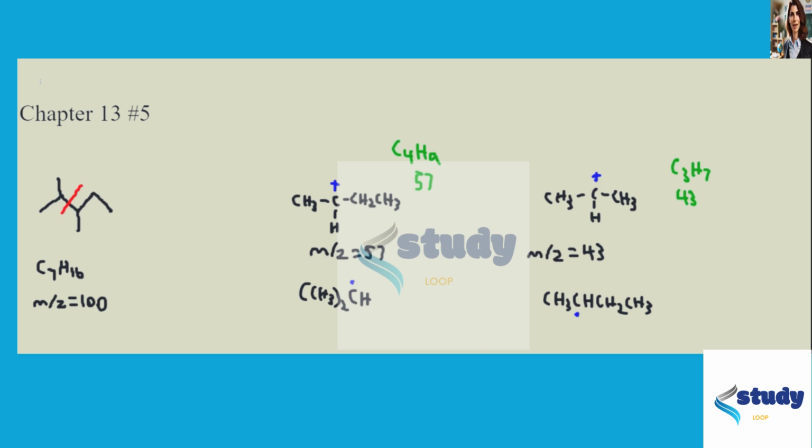That's really, I think, the way to approach this problem: just think about what bond you could cleave that would give you pieces that would equal the m/z ratios that you're looking for. Then, once you've cleaved the bond, you can do what I did here and just add the pieces up and make sure that they do equal what they're supposed to. And that's the answer to Chapter 13, problem number 5.